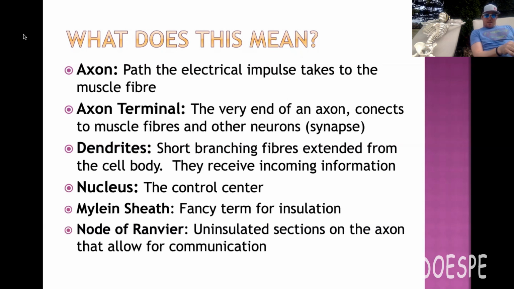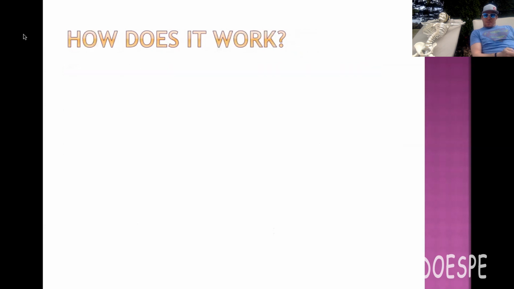Then we have the nucleus, which is obviously the control center, your myelin sheath, which is the wrap around, and then the node of Ranvier, which are those gaps. Now, what I want to actually get back to is here.